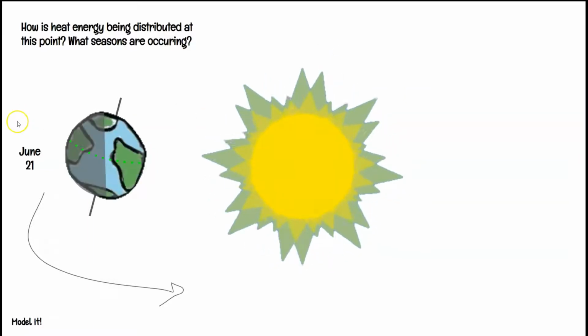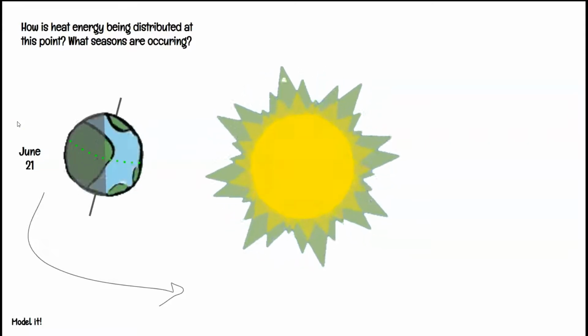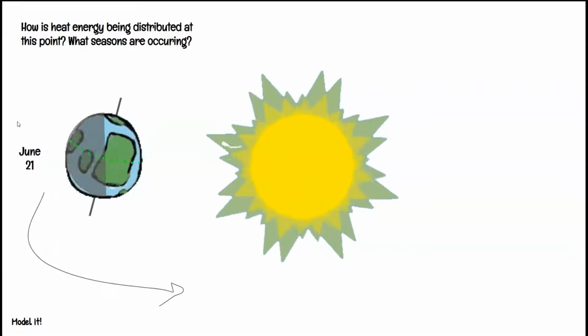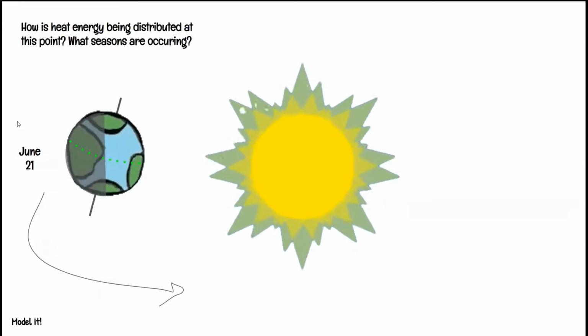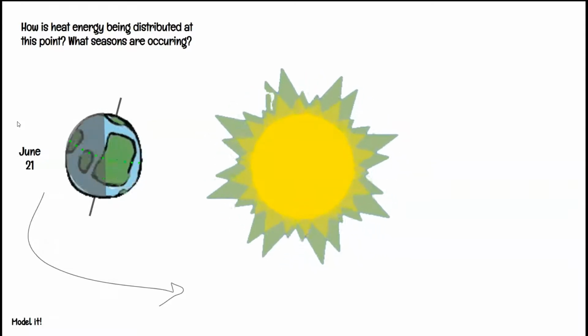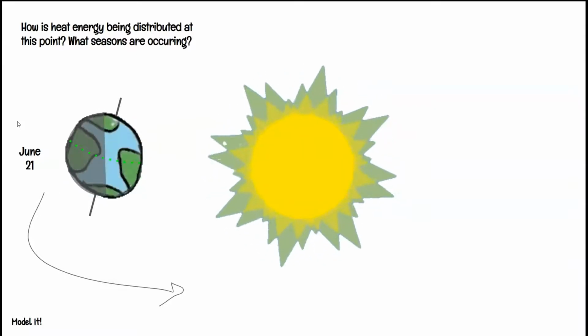So here we're going to start on June 21st. Something to note is that the date stays the same in both hemispheres. It's not June 21st in the northern hemisphere and December 21st in the southern hemisphere. It's June 21st all around the world at this point. But the difference is going to be in seasons because of the Earth's tilt.